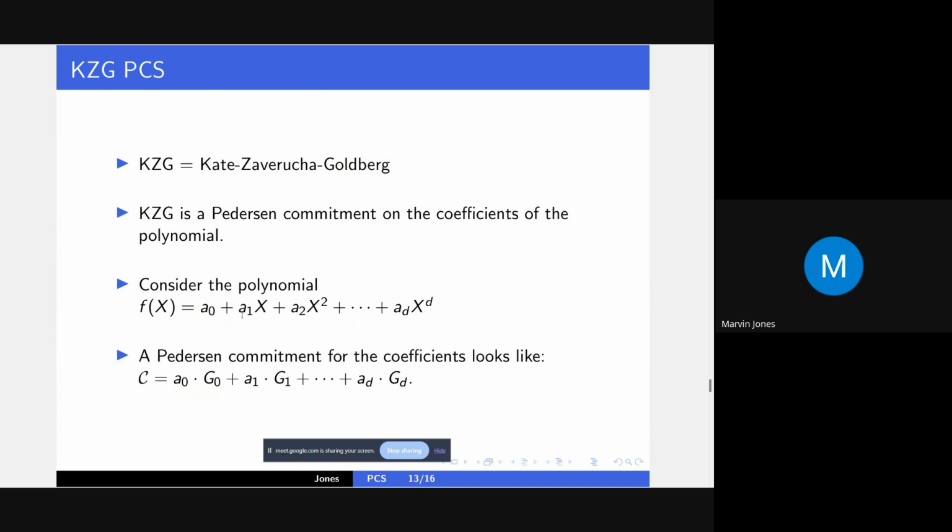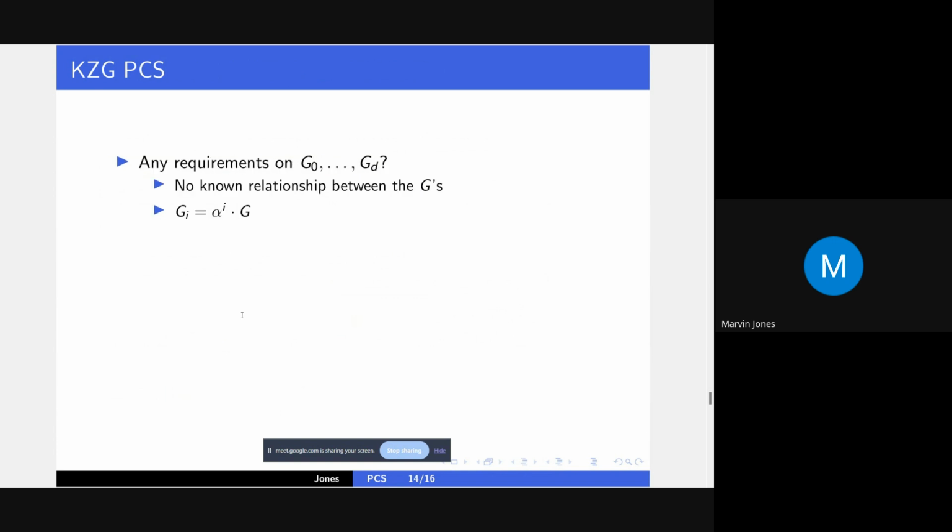Now, with KZG, we need to have a little bit more with our group elements other than that they were just generated with no known relationship. I need that GI is actually equal to alpha I times G. G is just some generator. It really is just G0, to be honest. But if all the GIs are like that, then I have a relationship. I know how these generators relate to each other. That's not good.